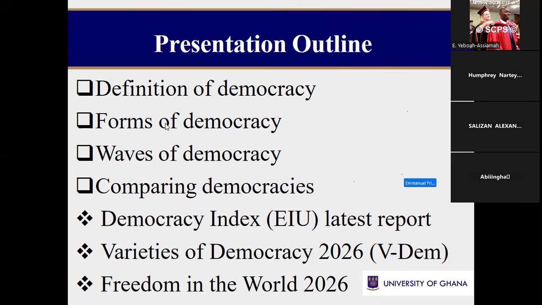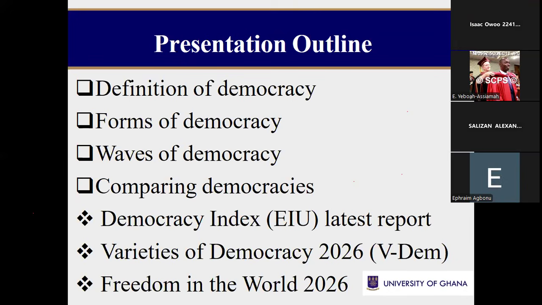All right. So we will use the data sets to compare democracies so that we get to know which countries are more democratic than the others. That is the work of scholars of comparative politics. My dear friends, when you hear democracy, what comes to mind? What is democracy? Let's start from the known to swim to the unknown waters.